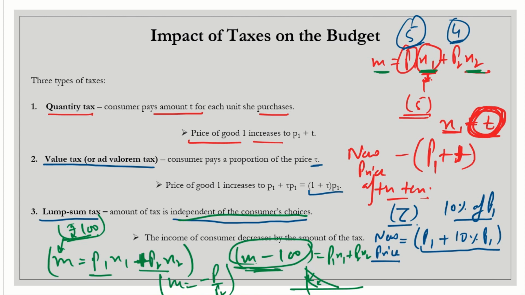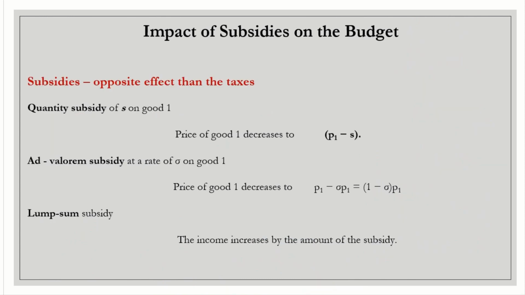Now let's move on to understand the impact of subsidies on the budget. Subsidies you can think of as opposite to taxes. To begin with, we can again classify subsidies under three heads. Number one, the quantity based, number two, ad valorem, and number three, lump sum. Similar implications are going to be there, but by taxation our prices increase, and by subsidy, obviously it's a kind of relief or compensation being provided, so the prices are going to decrease.